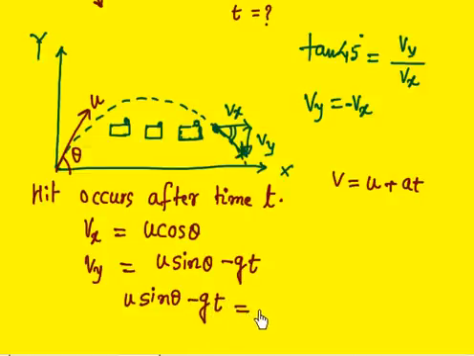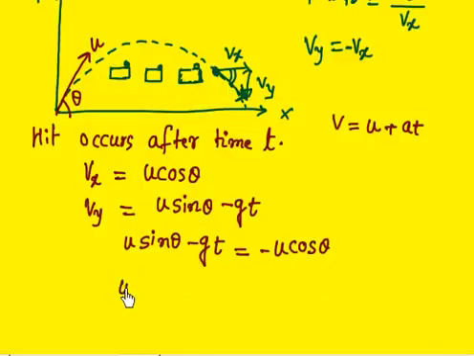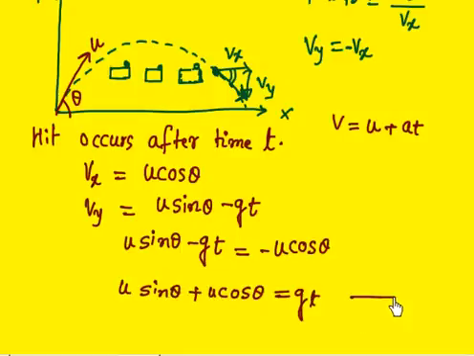This is equal to minus Vx, that is u cos theta. Are you getting or not? So I will have one equation. So u sin theta minus g t, u sin theta plus u cos theta. So this is u cos theta. This is equal to g t. So this is your equation number 1. Are you getting or not?